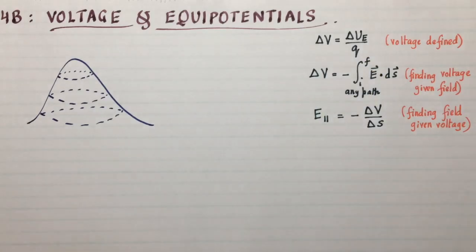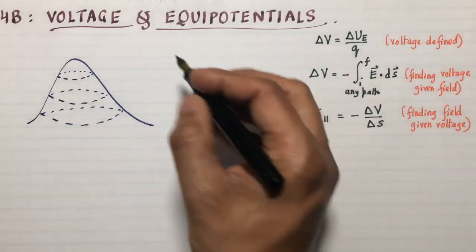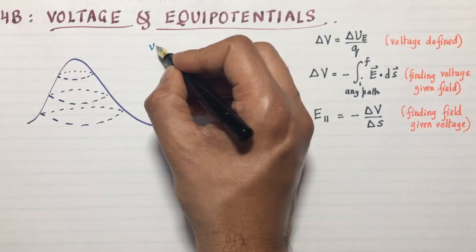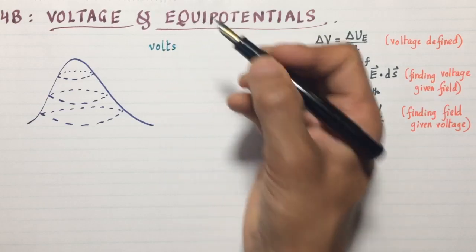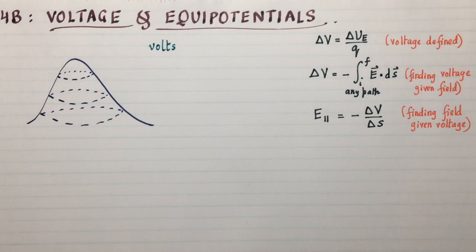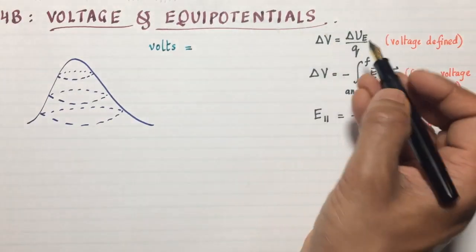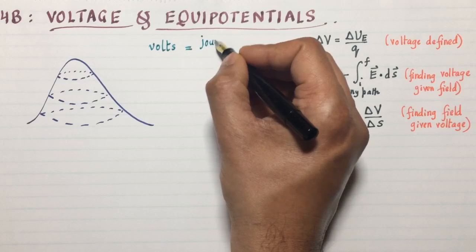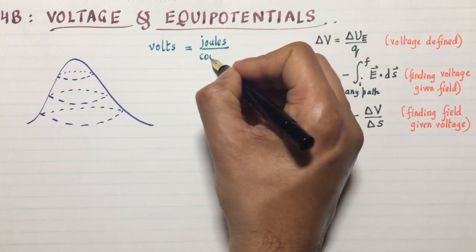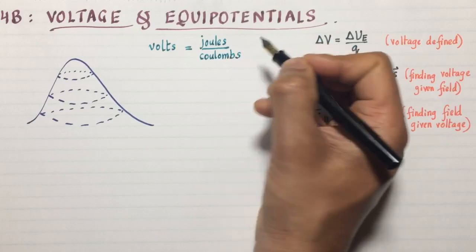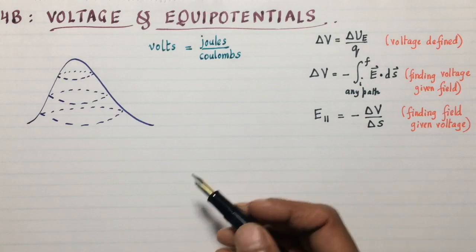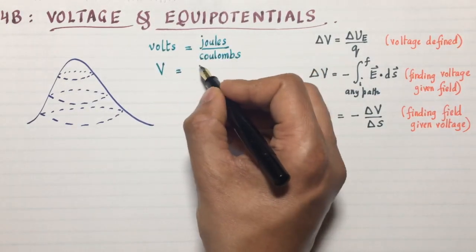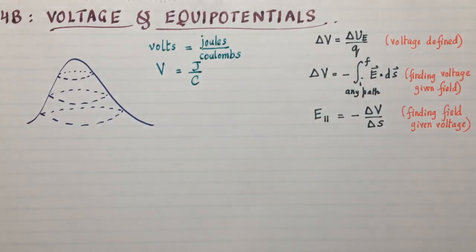Now, the definition of voltage also inspires us to give units for it. The units of voltage are named in honor of the famous Italian scientist Volta, who made the first battery. So volts are equal to the units of energy, joules, divided by coulombs. So that's the basic unit of electric potential. Volts is abbreviated capital V, so capital V equals J over C.